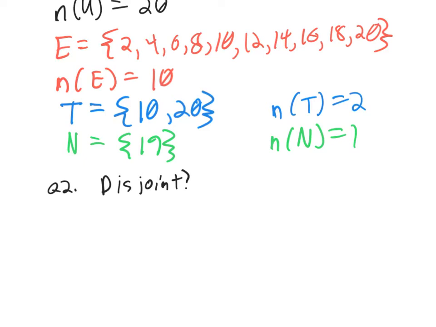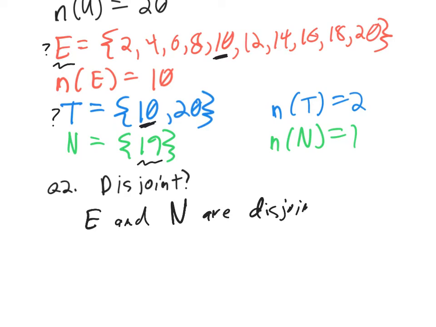So if we compare E to T, those are not disjoint because they both contain at least one element in common, 10. Now, they also contain the element 20, but they only need to contain one element in common for them to not be disjoint. E and N, however, N has 19, and 19 is not present in E. E has all of these elements, 2, 4, 6, 8, 10, 12, 14, 16, 18, 20, but none of them are in the set N. So E and N are disjoint. They do not have any elements in common.